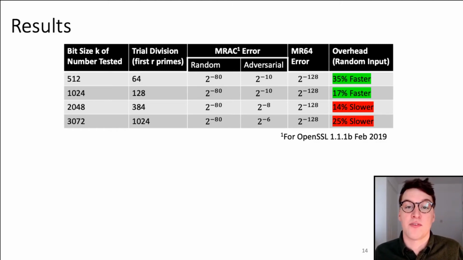So this is shown for 512-bit and 1024-bit, where we actually improve on the running time by 35% and 17% respectively. However, for larger bit sizes, Miller-Rabin can take a little bit more time, so it actually causes a slowdown, and we see a 14% and 25% slowdown on 2048 and 3072-bit input respectively. But this is a small price to pay for vastly improved error rates at these higher security levels.